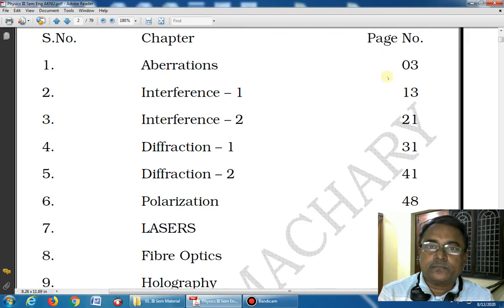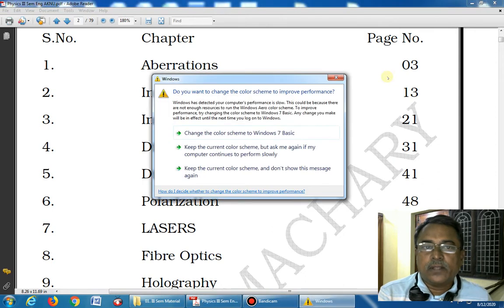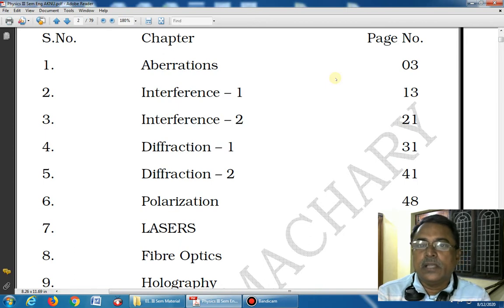Here in our syllabus we have 5 units. In the 5 units altogether we have 9 chapters, and these 9 chapters are shown on the screen.